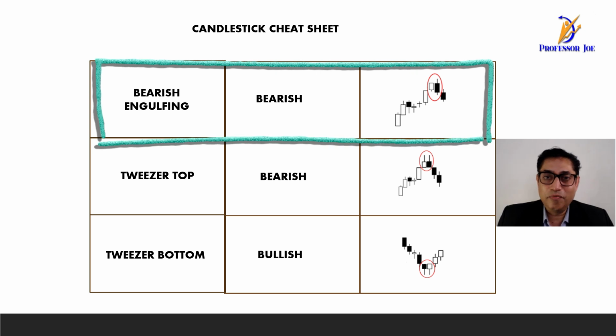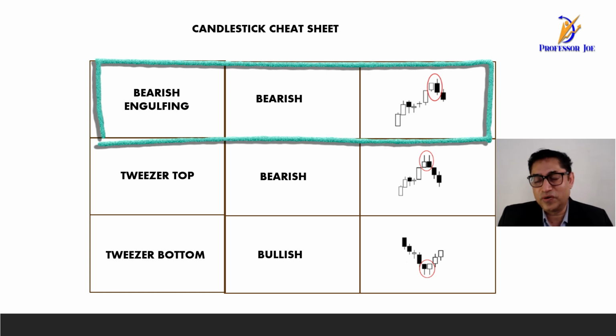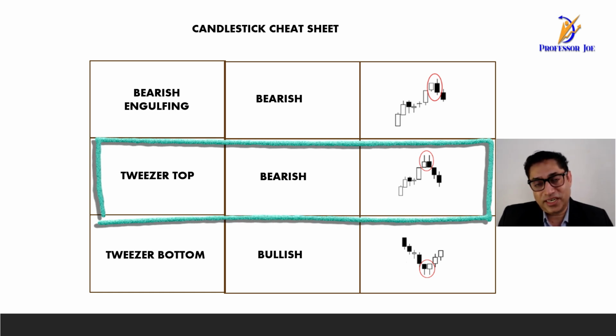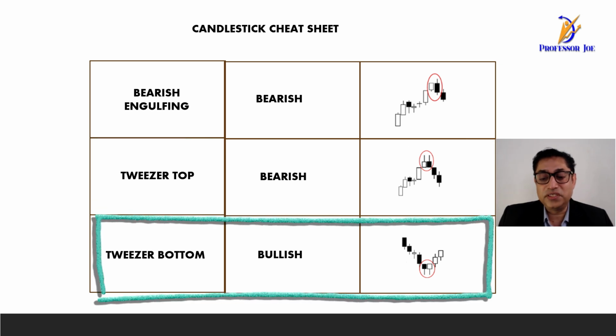The next one is the bearish engulfing candle, which if found on the top of the chart is a reversal pattern. And if it is found in the trend, it's a continuation pattern, but it is a bearish candlestick pattern. A tweezer top, found on the top of the chart, is a bearish candlestick pattern. And a tweezer bottom, if found at the bottom of the chart, is a bullish candlestick pattern.